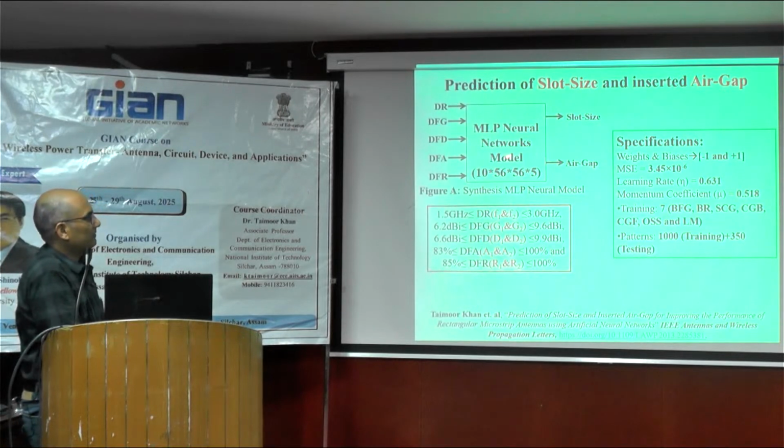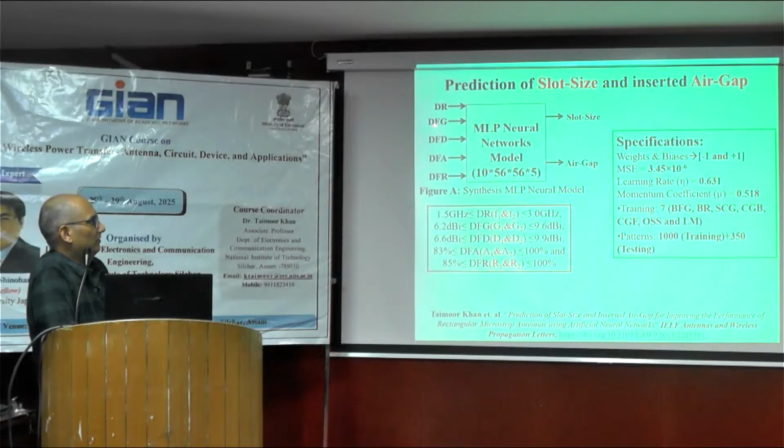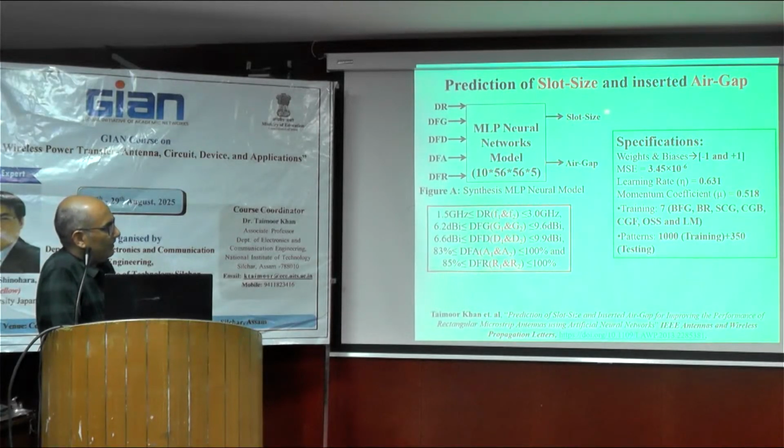And finally coming to the model: DR means dual resonance, dual frequency gain, dual frequency directivity, dual frequency antenna efficiency, dual frequency radiation efficiency. Okay, then you need to predict the slot size as well as the air gap. Your requirement is to have a certain amount of gain, which is given here. Okay, you need to derive that geometry. For that you are doing the machine learning modeling.